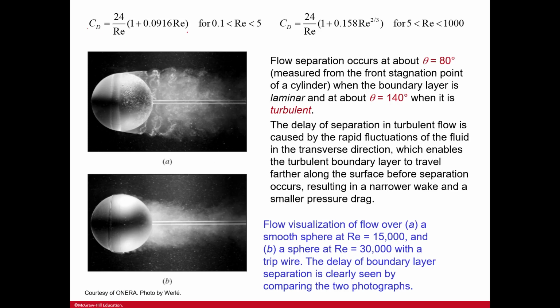Here's more formulas as well. And then you can see in A and B. A is the flow visualization of a smooth sphere at a Reynolds number of 15,000. And B is a sphere at Reynolds number 30,000 with a tripwire. The delay of the boundary layer separation is clearly seen by comparing the two photographs.